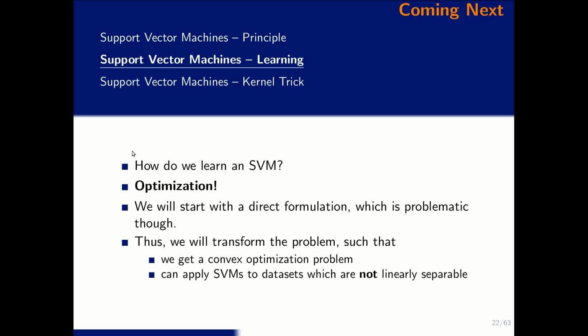So how do we learn support vector machines? As often in machine learning, the answer is by optimization. Formulate the learning problem as an optimization problem and solve this optimization problem. And now we will do some exercises. We will start with a rather direct formulation, which will be problematic though. And then we will tackle this problem from different angles and transform it until we end up with a convex optimization problem. So this means we can solve it and guarantee a globally optimal solution.